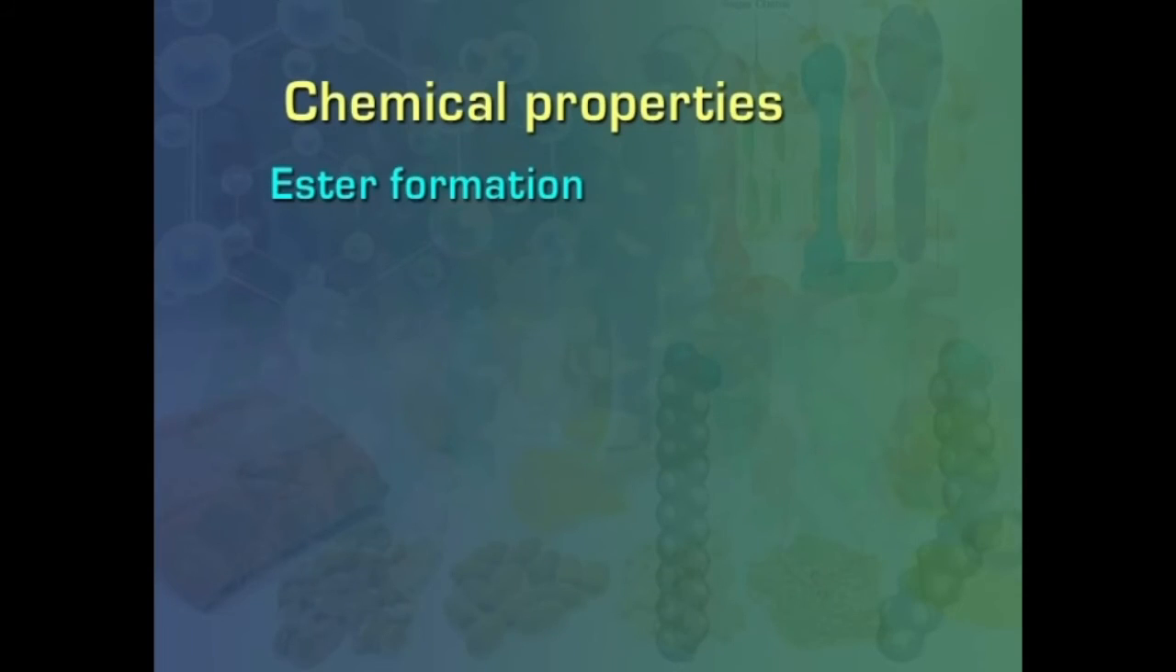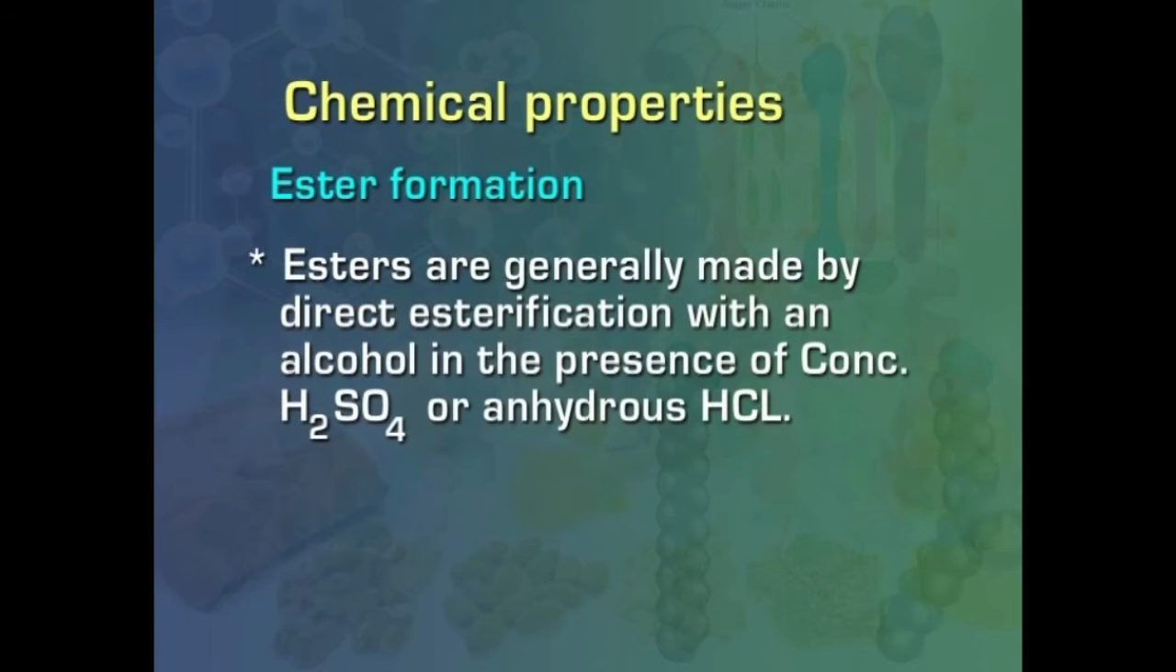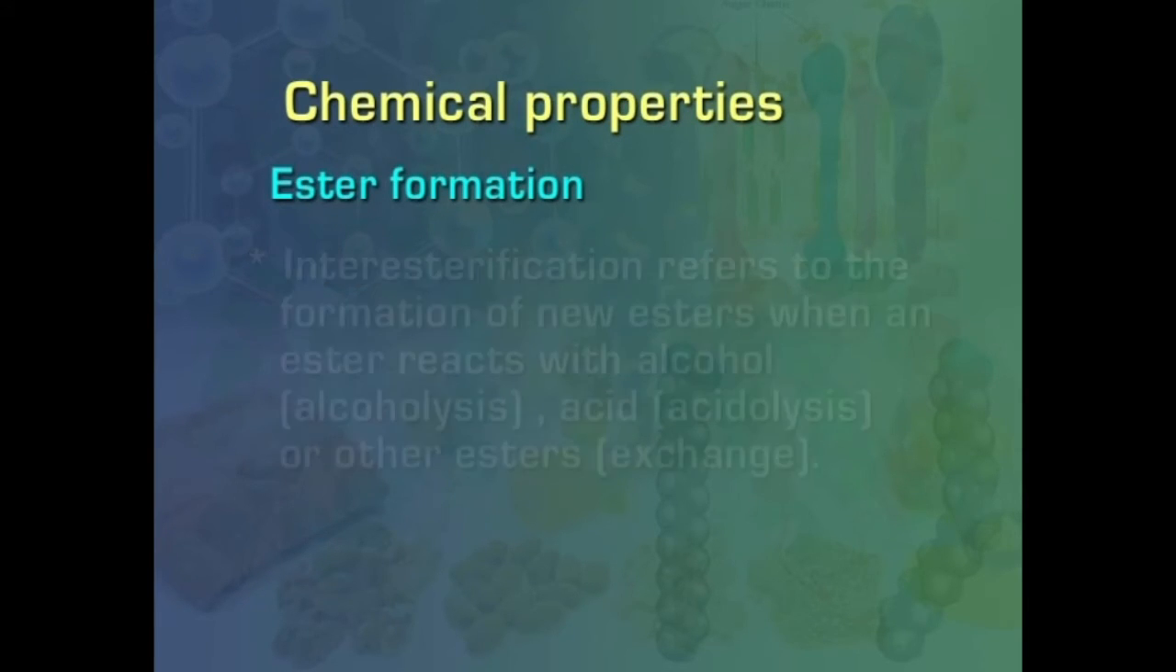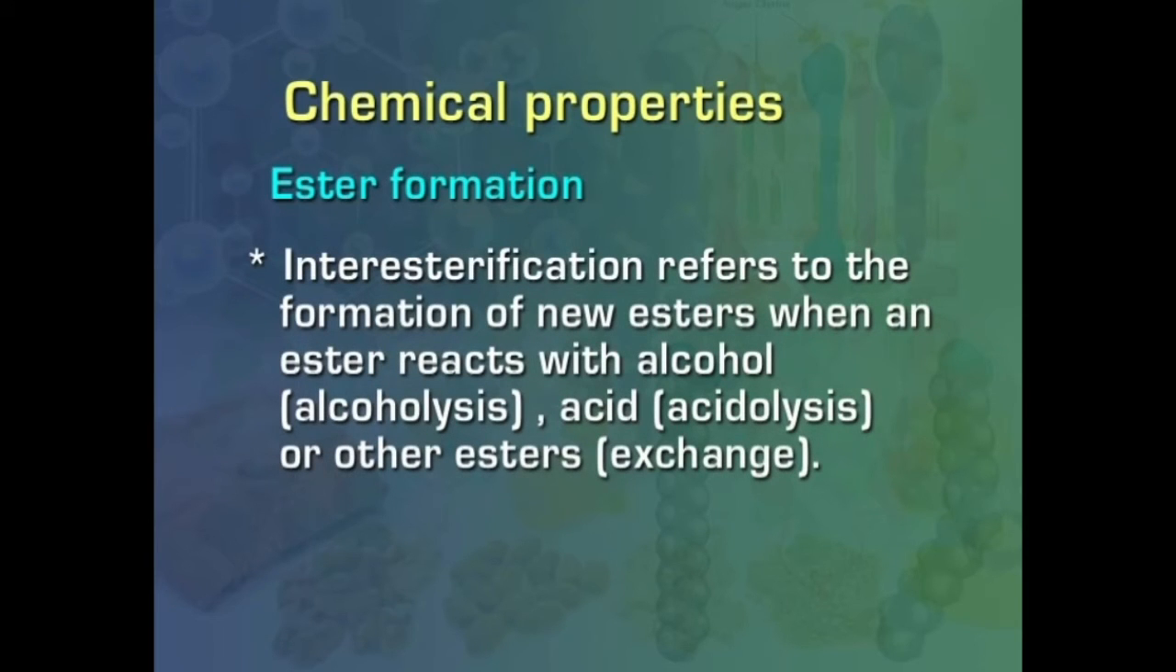Ester formation. Esters are generally made by direct esterification with an alcohol in the presence of concentrated H2SO4 or anhydrous HCl. Interesterification is another property that refers to the formation of new esters when an ester reacts with an alcohol or an acid or other esters.